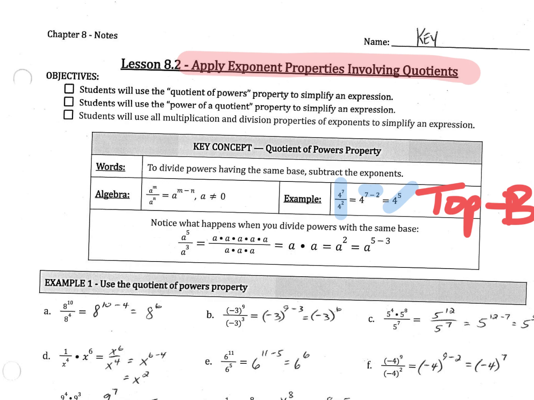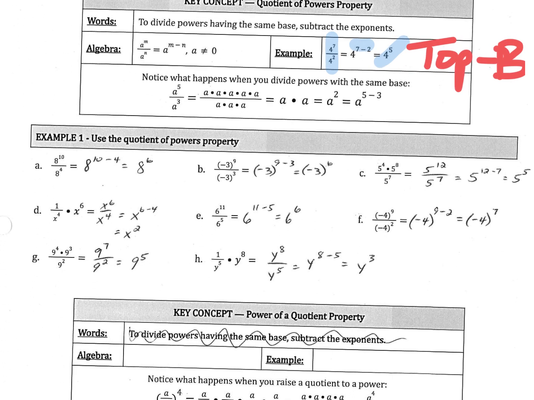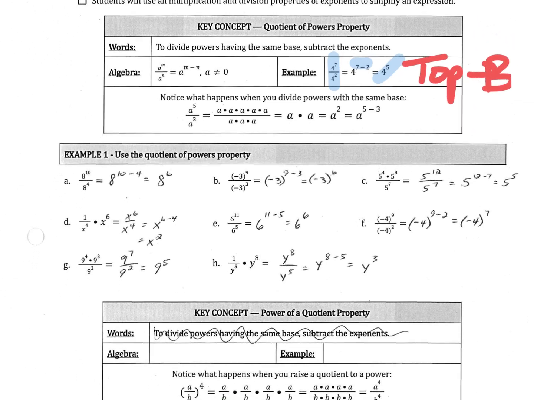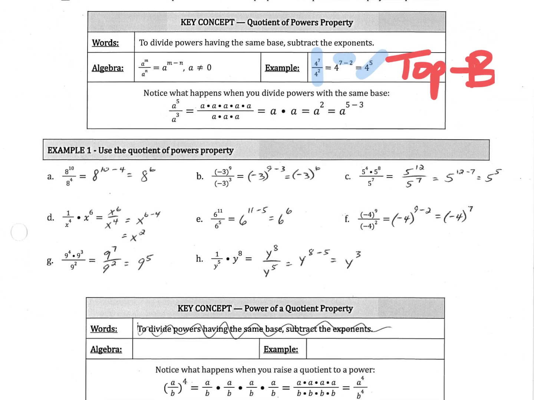Let's slide down and take a look at example 1. We have a handful of great examples here. Let's look at letter A. A to the 10th divided by A to the 4th. We have to do 10 minus 4. We get A to the 6th. So top exponent minus the bottom. That's how we simplify that situation.